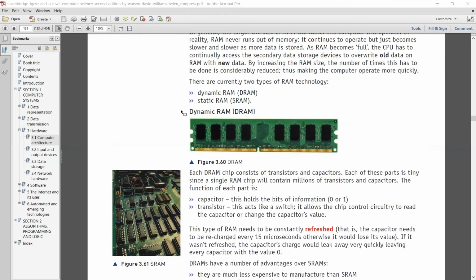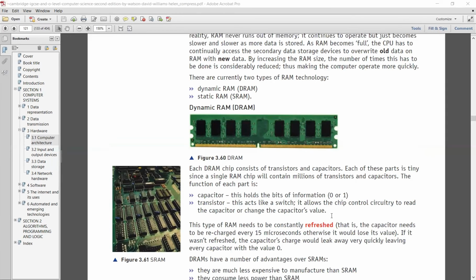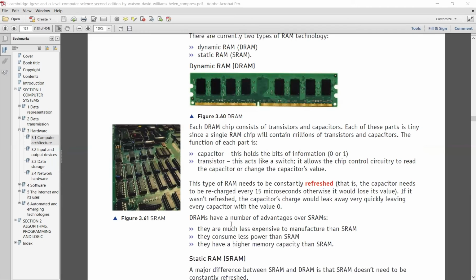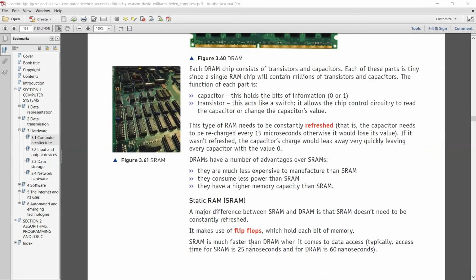By the way, out of these two, which one is faster, DRAM or SRAM? Very quick recap. DRAM is slower, but DRAM is less expensive, it consumes less power, it has a higher memory capacity. And this is what we normally use. On the contrary, SRAM is using flip-flop, while DRAM is using capacitors and transistors. So this is how you can actually make a difference chart for your own self also.